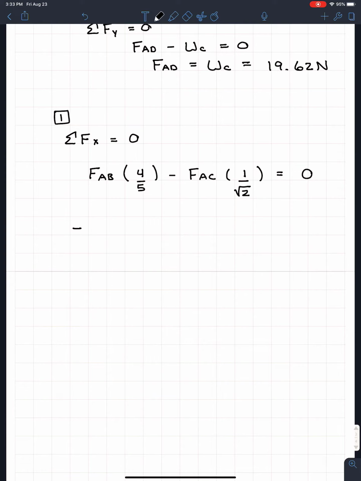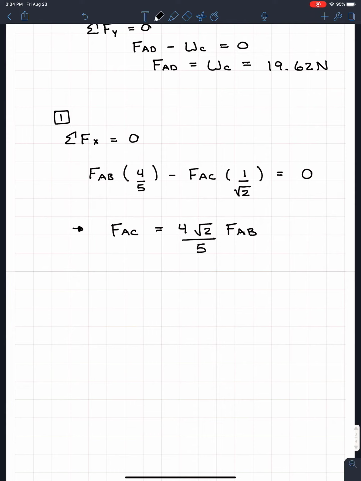And then real quickly, we can just rearrange this equation to get that FAC is going to be equal to 4 root 2 all divided by 5 FAB.